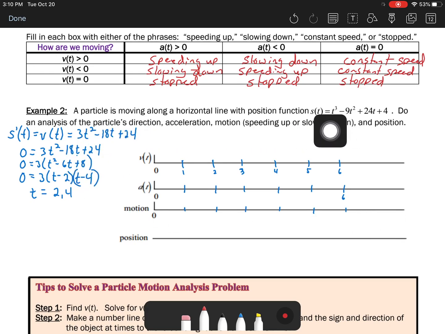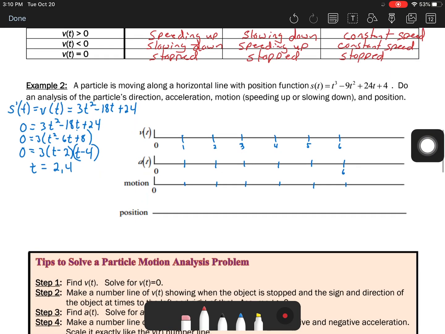It says a particle is moving along a horizontal line with this cubic function. Do an analysis of the particle's direction, acceleration, and motion, which means speeding up or slowing down, and then its position. I did some of the work here. So we've got s of t given here as this cubic function.